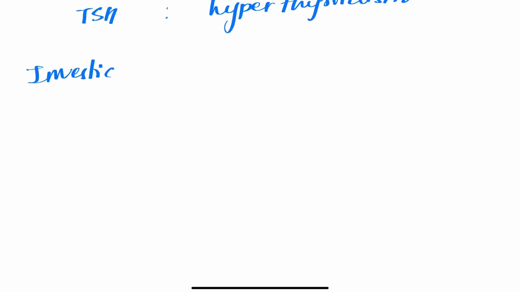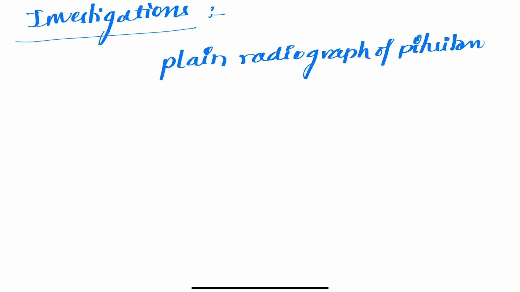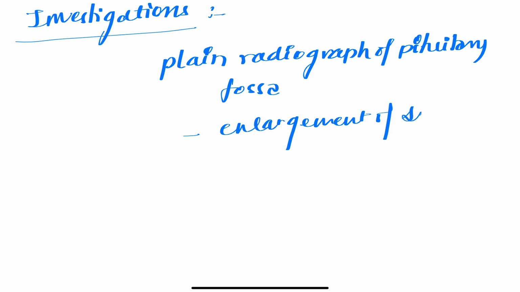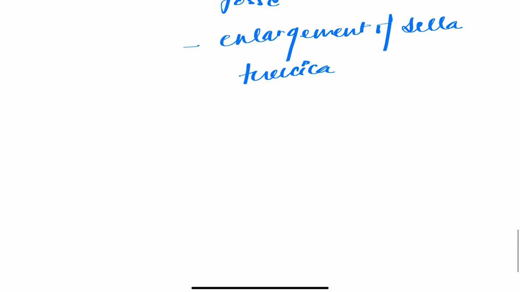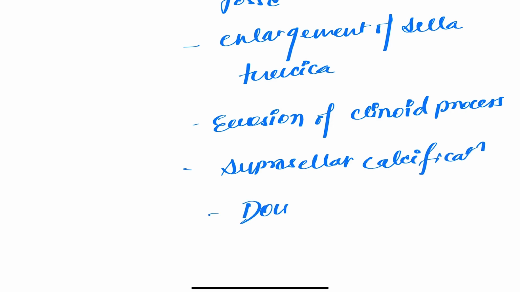What are the investigations that we can do? The investigation that we can perform is plain radiograph of pituitary fossa. What are the features that can be seen? There can be enlargement of sella turcica, erosion of clinoid processes, suprasellar calcification, and double floor of sella. So these are the features that will be present in plain radiograph of pituitary fossa.